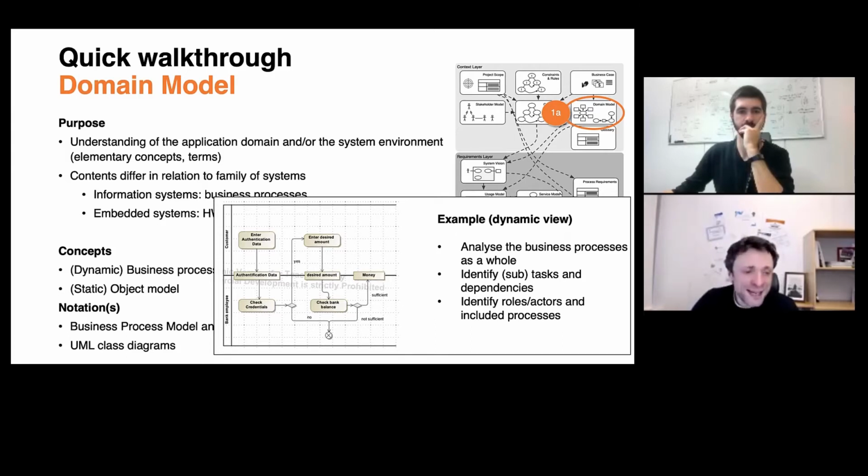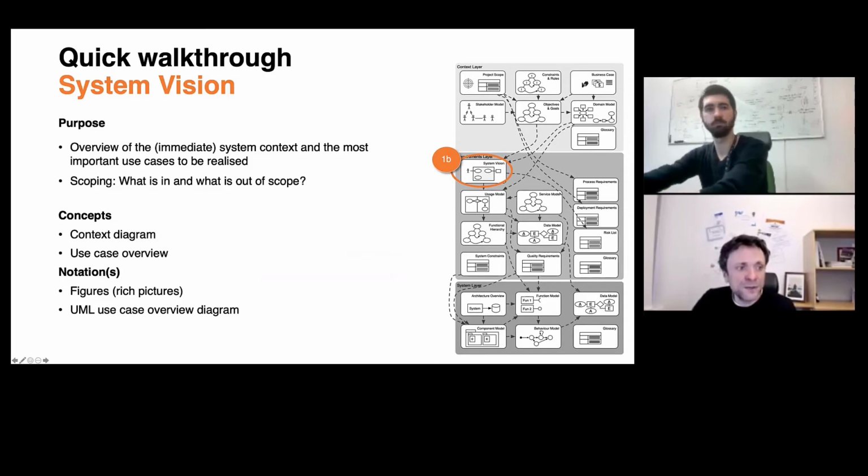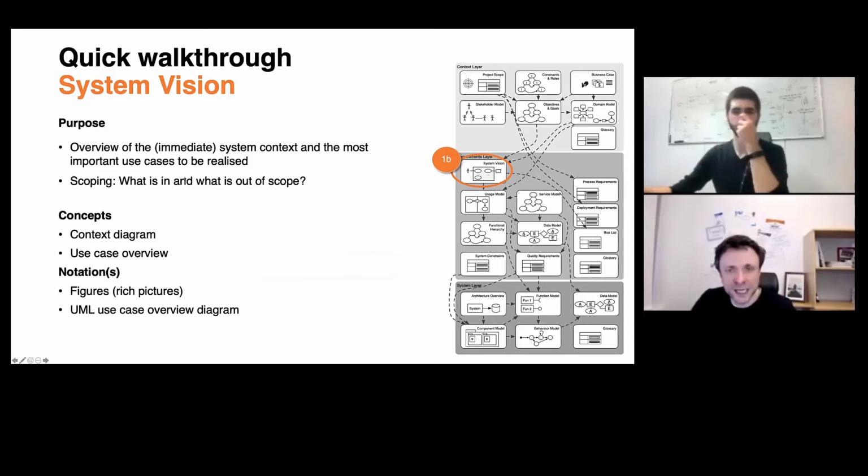Now, once I have understood which tasks should be accomplished, I can start thinking about my system vision. Now, the system vision fulfills essentially two purposes. Number one is to provide an overview of the immediate system context. So I want to define my system boundaries, what is inside and what is outside, and the most important use cases to be realized. As I mentioned earlier, the system vision is an excellent means to scope our overall project by saying what will be part of my software system and what is not part of that software system.